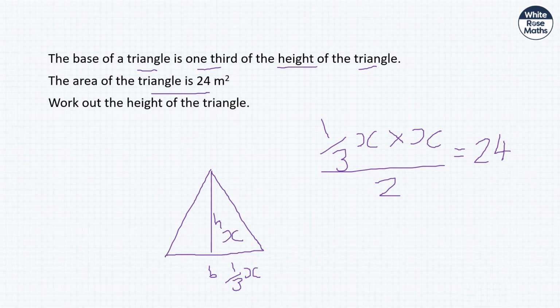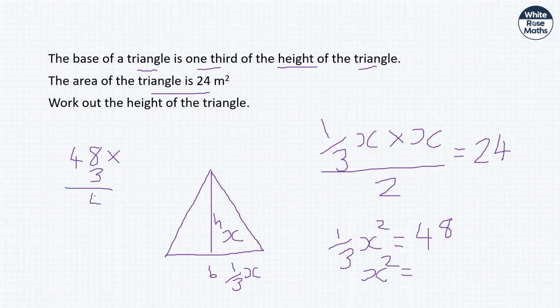First step is to multiply both sides by 2, so I'm going to get 1/3 x squared is equal to 48. Times both sides by 3, we will get x squared is equal to 48 times 3. Let's work it out. 8 threes are 24, so 4 carry the 2. 3 times 4 is 12, plus the 2 is 14, so we'll get 144. So x squared equals 144.